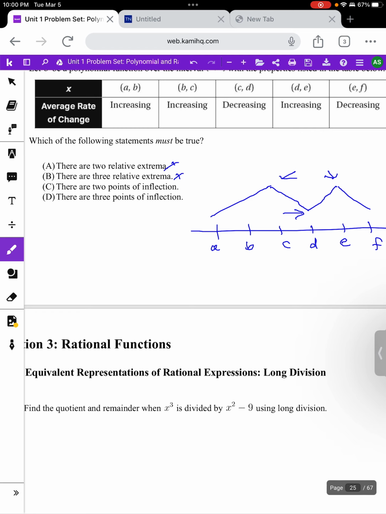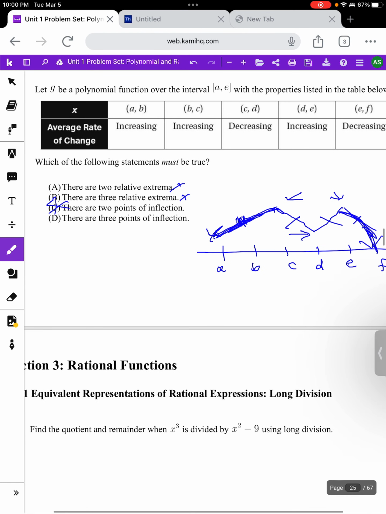There are 2 points of inflection. So a point of inflection is where, as you're coming up, you start turning, right? So it's this middle point when things start turning. There's at least 1, 2, 3, 4 of those. So no, there are 3 points of inflection. Well, actually, you know what? We don't know that this is turning because that could be leaving that way. And this could be leaving.